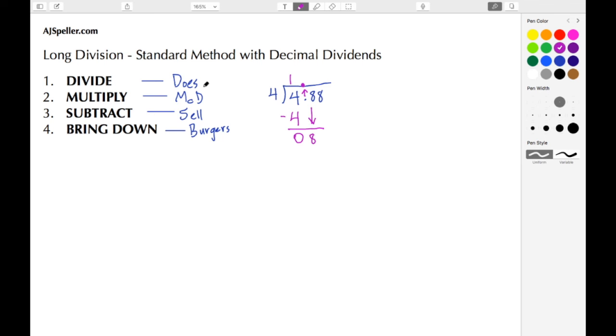We move back to the D for divide. 8 divided by 4 is 2 times, or another way of saying that, how many times does 4 go into 8? Then we multiply 2 times 4 to give us 8. Then we subtract 8 minus 8 to give us 0, and then we bring down the next number, which is another 8.